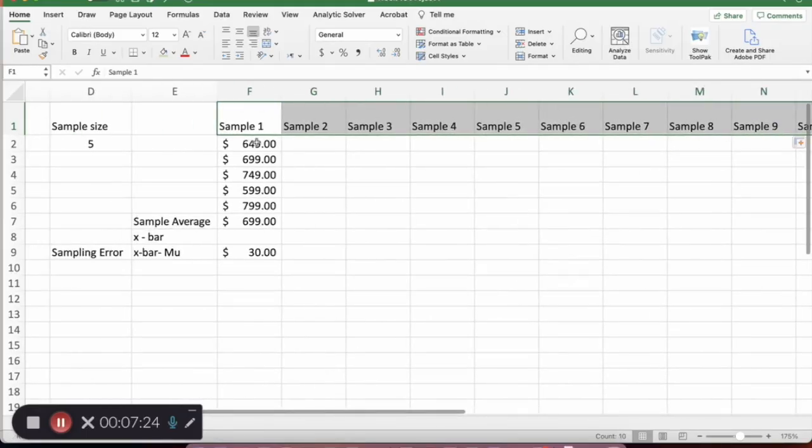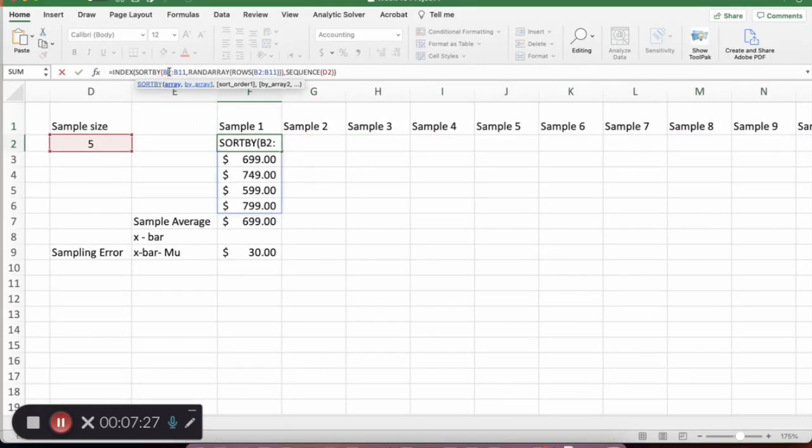Every time you take a sample, let me do something here. I'm going to lock these cells; on a Mac I use function F4, or F4 on Windows.